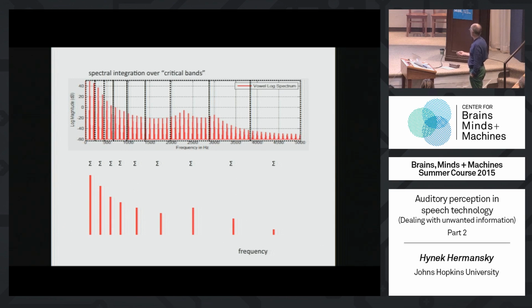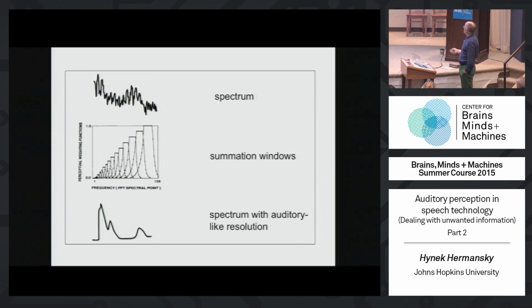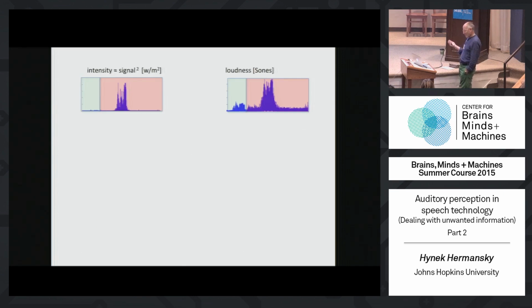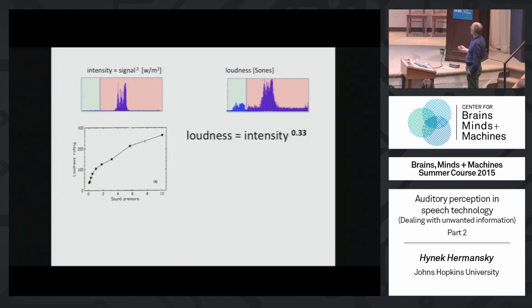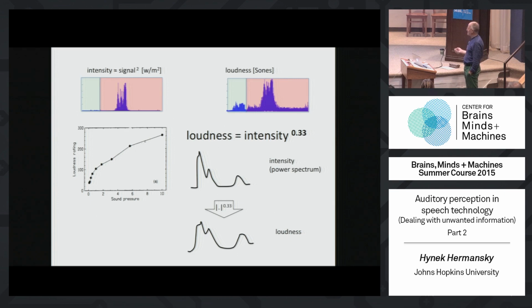So you get a different spectrum, which is unequally sampled. Of course you go back into equal sampling, but you know that there are fewer samples at the high frequencies because you are integrating more spectral energy at high frequencies than at low frequencies. And you multiply these outputs through this equal loudness curve. So from the spectrum, you get something which has a resolution which is more auditory-like. Then you put it through the equal loudness curve, because you know the loudness depends on the cubic root of intensity. So you get a modified spectrum.